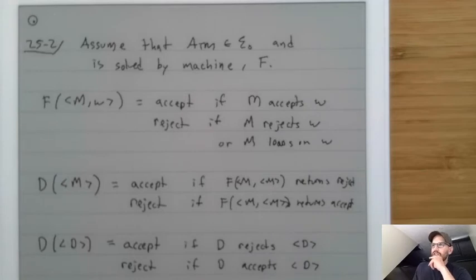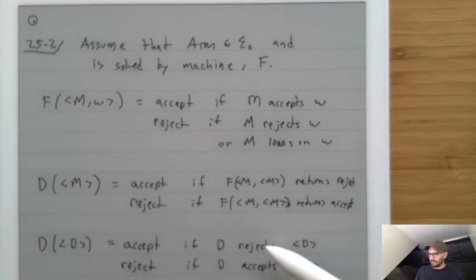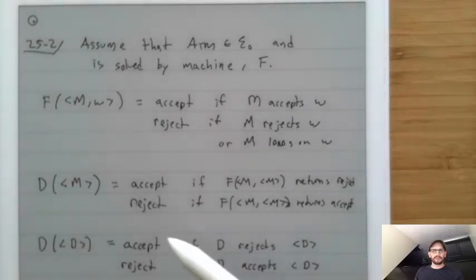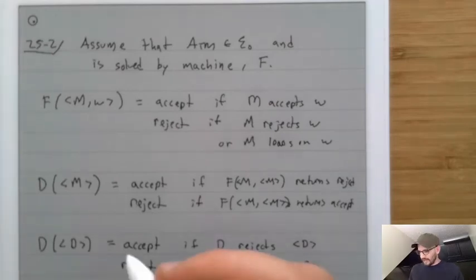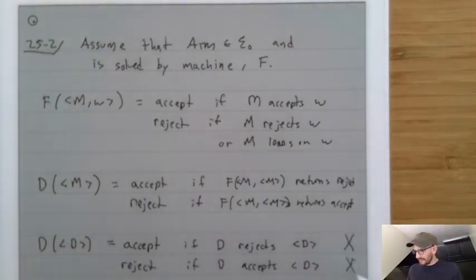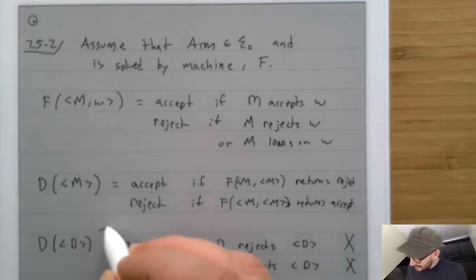So now we ask the question, what does D of D return? If it returns accept, then that means that it rejects it, which means it was supposed to reject it, which means it was supposed to accept it, which means it was supposed to reject it, which means it was supposed to accept it. So it turns out that this right here cannot return accept or reject. It can't return either of these things. But it has to return something, or, well, it can't really return anything. So since it can't return anything, that means that it must loop.